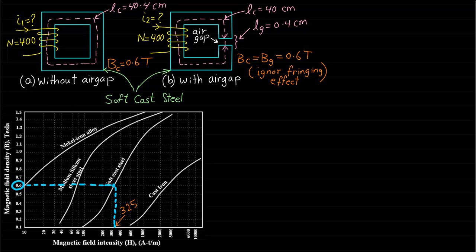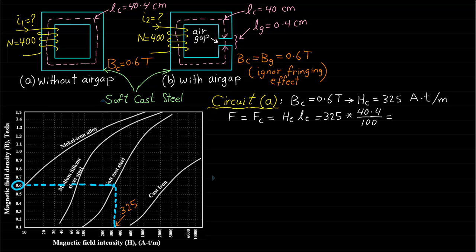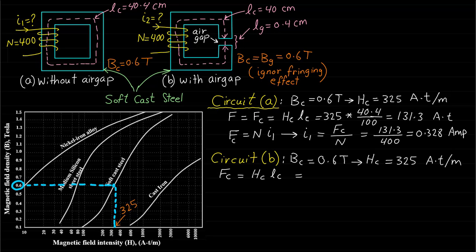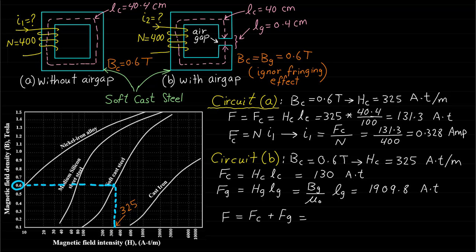Let's start with the circuit that has no air gap. The excitation current can be determined as follows, and it is equal to 0.328 amperes. Using the same procedure, the excitation current for the magnetic circuit with the air gap can be determined as follows, and it is equal to 5.1 amperes.